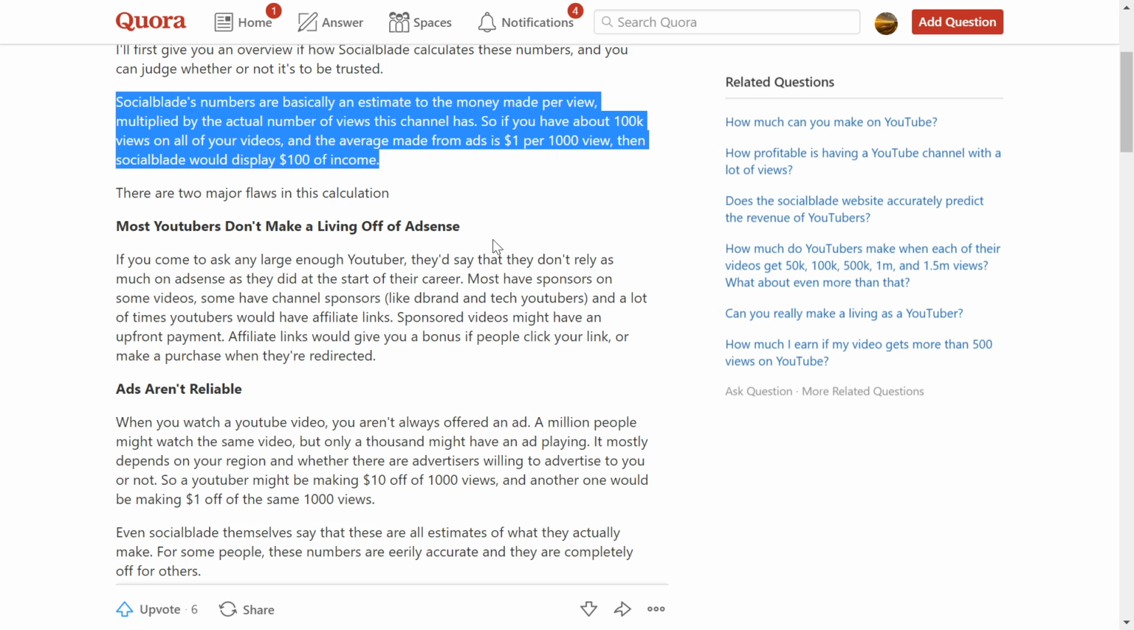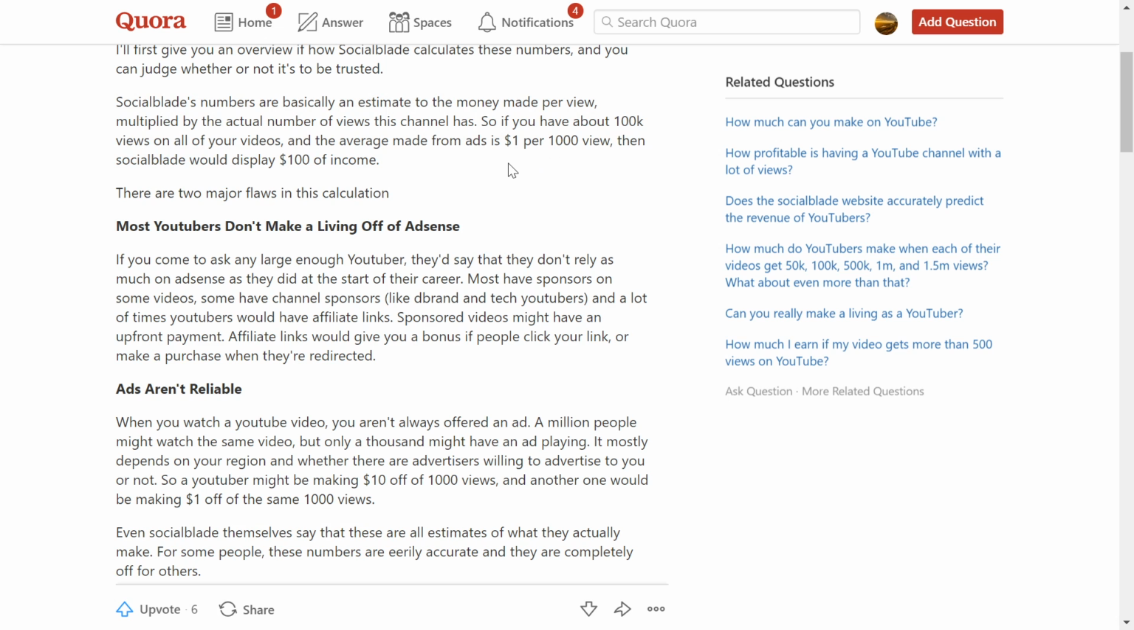And as I was saying earlier, Socialblade's numbers are basically an estimate of the money made per video multiplied by the actual number of views the channel has. So it's just an estimate. It's not necessarily accurate in regards to what the individual is getting. It's just kind of an algorithm that gives a ballpark idea of what they're generating. There are channels that I see where it says they're generating maybe 50 to 80 bucks a month, and then the person actually talks about what they're generating, and you can see that they're generating significantly more.